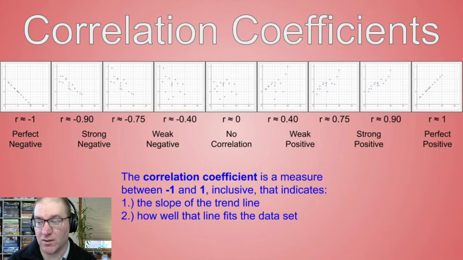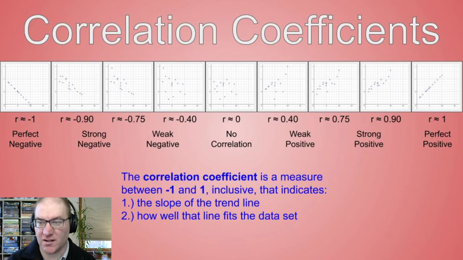Right smack dab between 1 and -1 is 0, and that would mean that there is no correlation at all. That would mean that the x and the y values have no relationship whatsoever between them. So all the numbers between -1 and 0 and 0 and 1, those are different varying scales of strength.